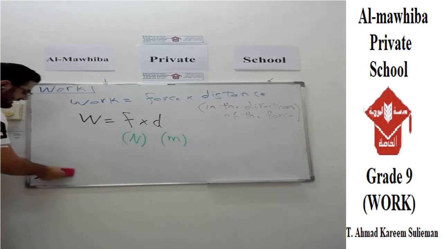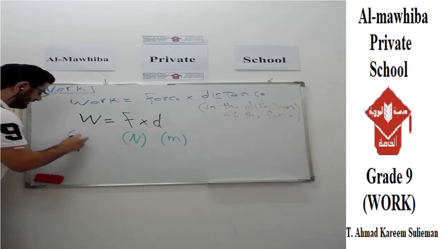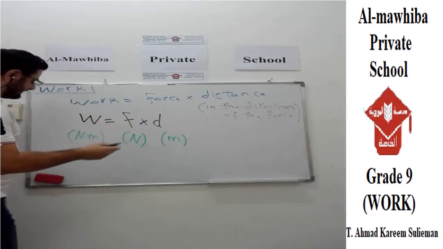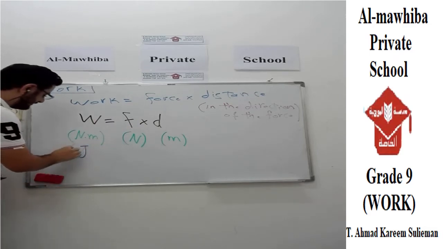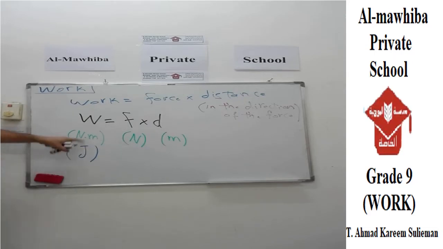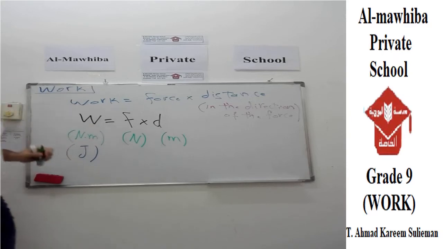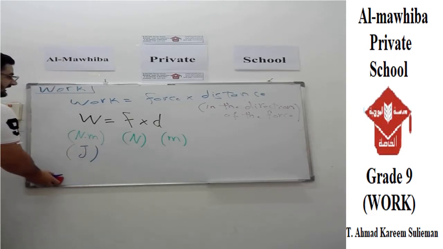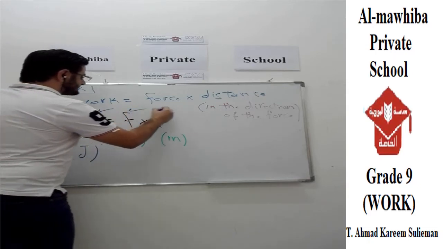Right. So here we can say that the unit of work is actually Newton multiplied by meter, which has another name, which is joules. So we have basically two units of work: Newton meter or joules. Okay, so this is in general the definition of work, its formula and its units. Okay, so we can use this formula either to find the work or force or distance.